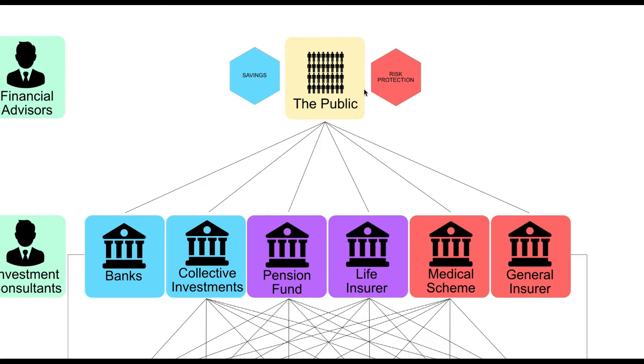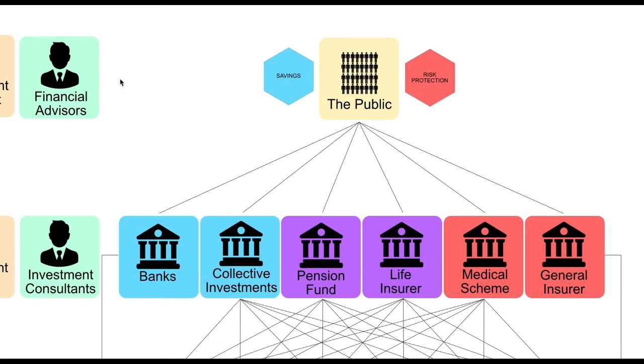What happens is the public will go to someone like a financial advisor who will then point them in the right direction for which institution they should give their money to. Like I said, general insurer, you give them money. If you crash your car, they give you money back. Medical aid scheme, you give them money, you get sick, they give you money back. Life insurer, you give them money, you die, and they give you money back. Pension fund, you give them money, and then when you get old, they give you money back. And I think banks and collective investments kind of speak for themselves.